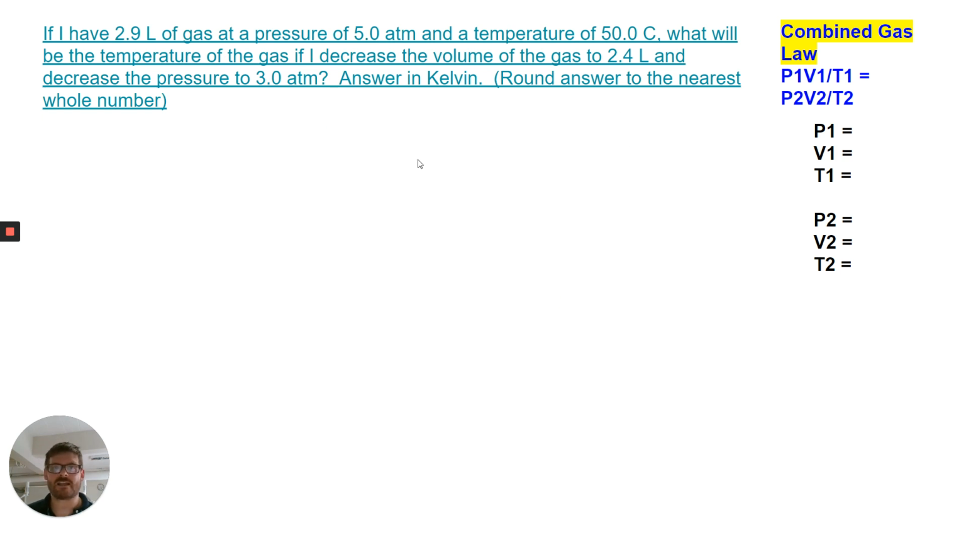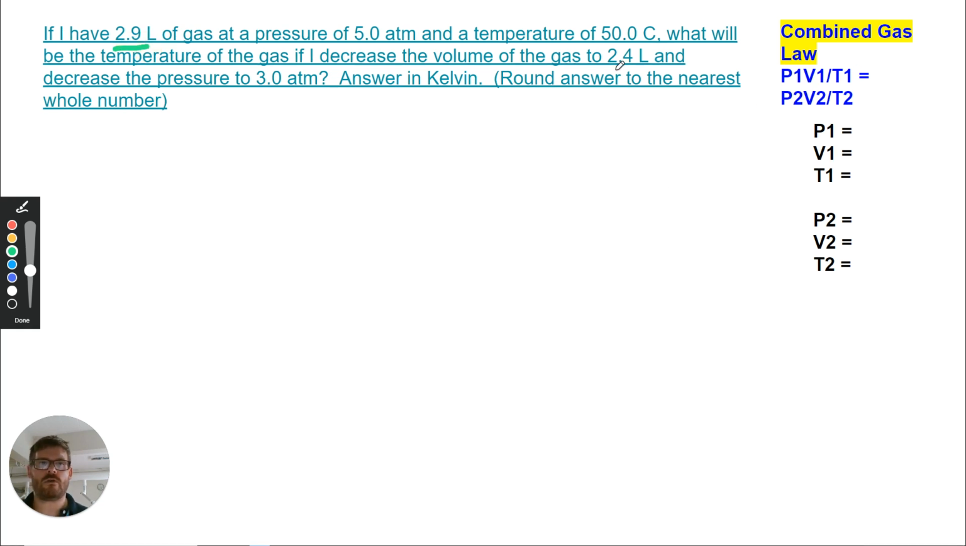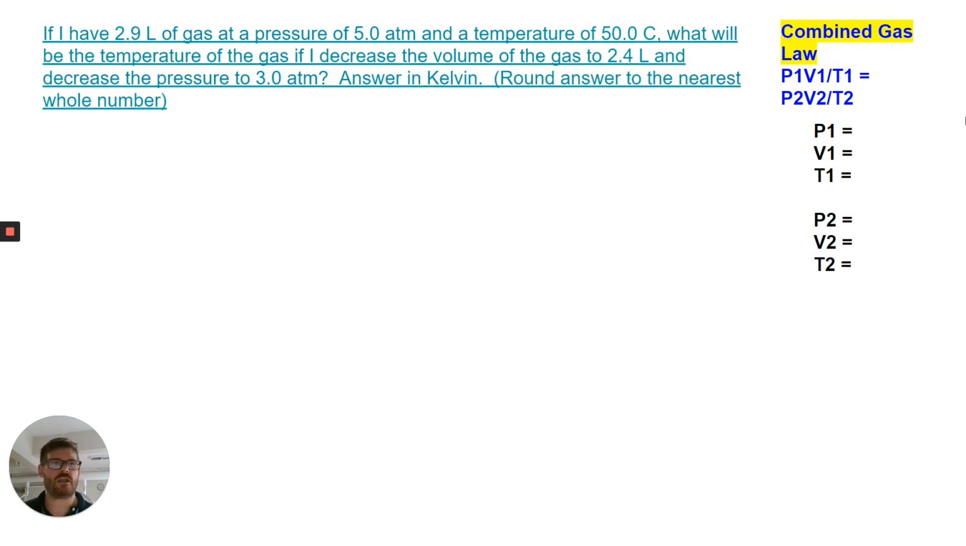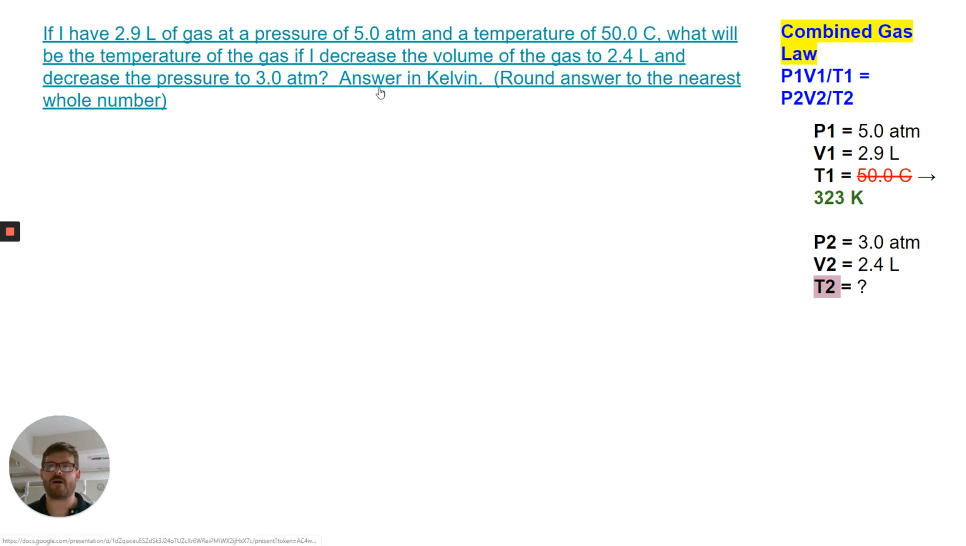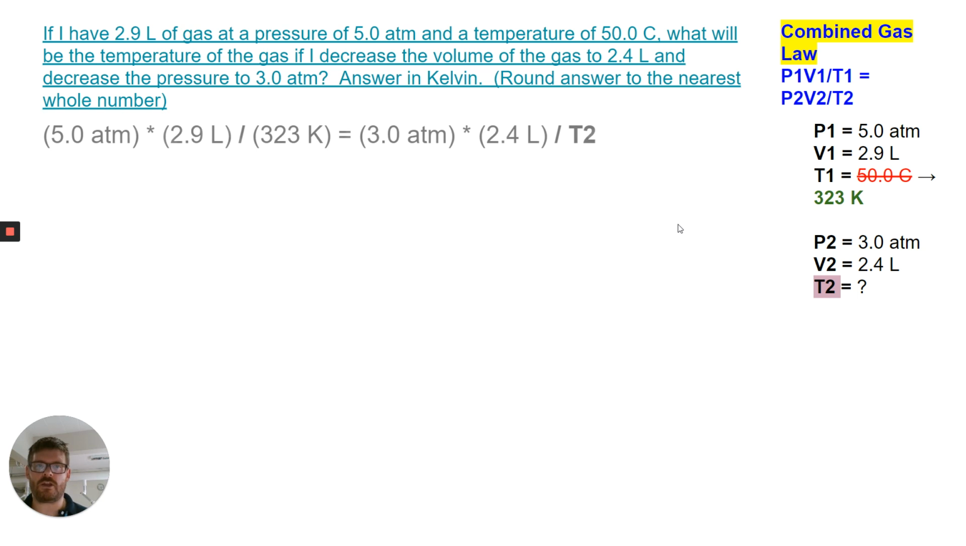One more on combined gas law. So if we're doing combined gas law, there should be multiple pressures, temperatures, and volumes up here. And here, look, volume, volume, pressure, pressure, and then we've got 1 temperature in Celsius. So put those into our list over here. Notice that it's Celsius, so we've got to convert that into Kelvin. It even gives us a clue about that here, answer in Kelvin. Okay, so put it into your equation.